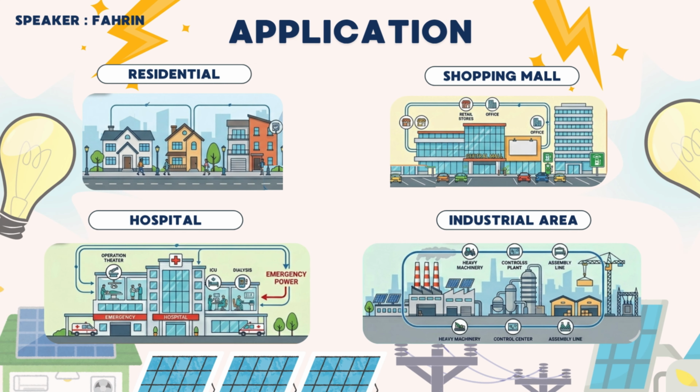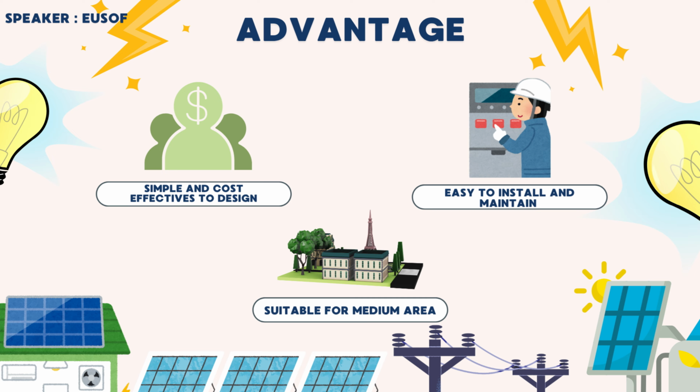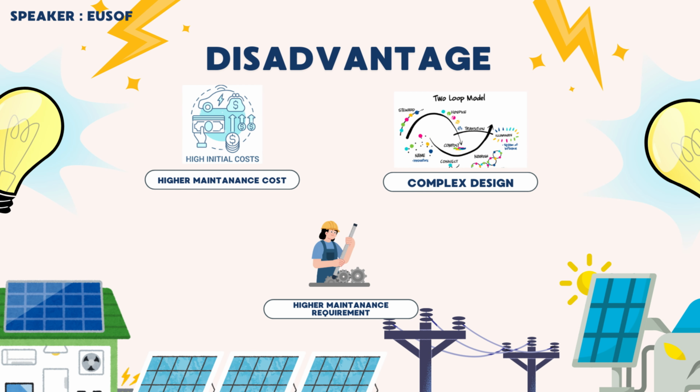Next, for the advantage of using the loop system: number one, it is simple and cost effective to design, easy to install and maintain, and suitable for medium areas. For the disadvantage, we have higher maintenance cost, because more cable, switchgear and protective devices are needed, increasing the overall cost. The second one is complex design and higher maintenance requirement, where more equipment means more inspection and maintenance work is required.